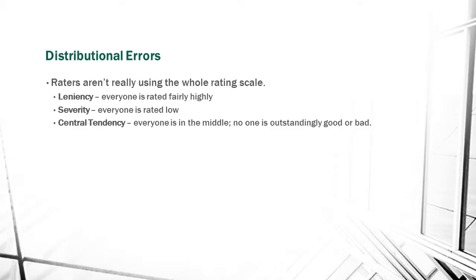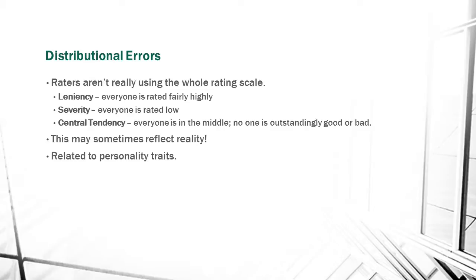One of the tricky things about distributional errors is that you can't always tell from someone's ratings whether they're committing one. It's quite possible for all the employees in a work group to be pretty good, or for all of them to be pretty much average. So just because ratings tend to cluster in a particular area of the spectrum doesn't tell you for sure that a distributional error is going on.